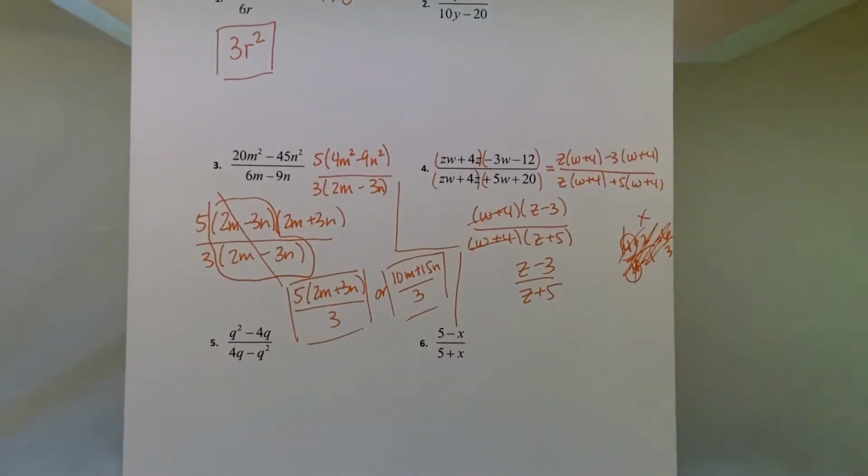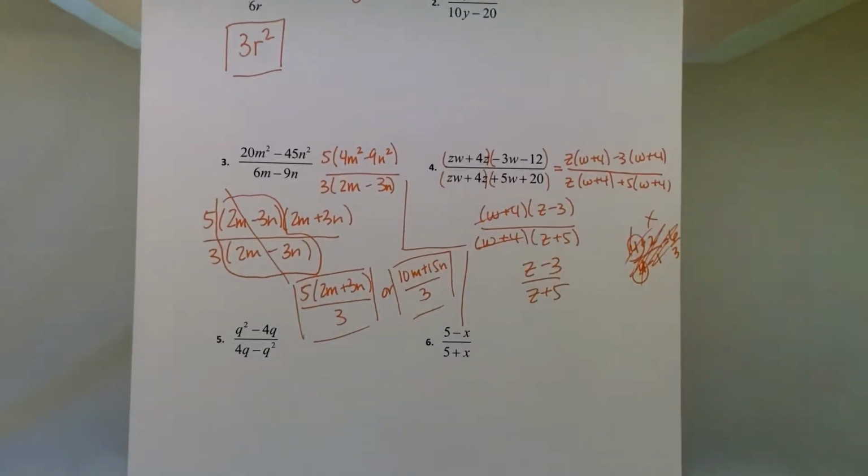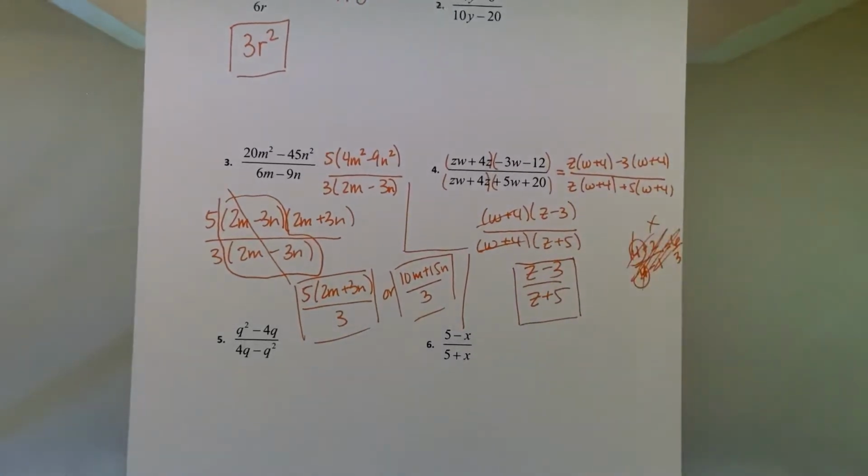The same thing goes for variables. You cannot cancel out one of a variable if it's added or subtracted to something else. Z minus 3 and Z plus 5, you can't cancel out the Z's and end up with negative 3 over 5. So it's really important that you leave these variables alone when they are added or subtracted to something.